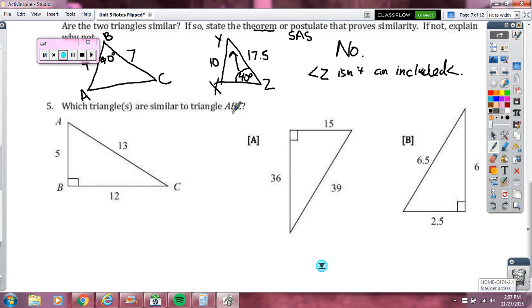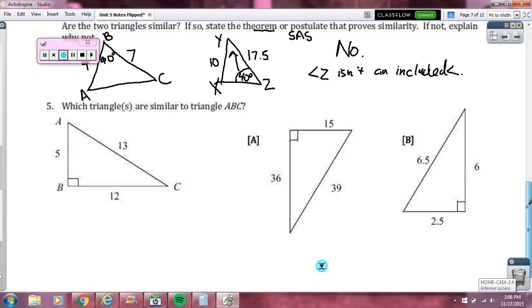Which triangles are similar to triangle ABC? Whoa! Okay, so we've got a couple options here, and I'm probably going to need my calculator for these. 5 is the short side on triangle ABC, so that would go with 15 on this triangle. So 5 over 15 gives me a third. I want to check and see if these other guys give me that same relationship.